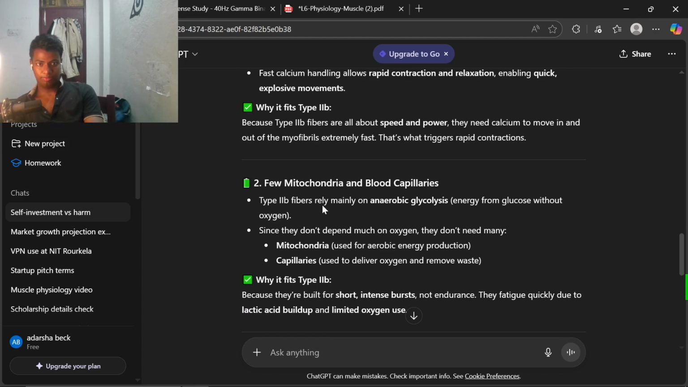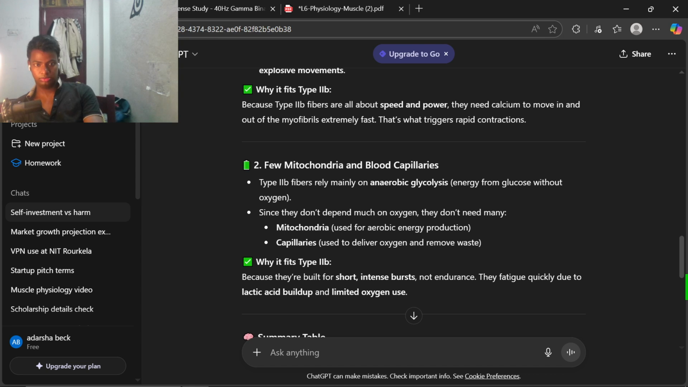Got it. Few mitochondria and blood capillaries, because type 2 fibers rely mainly on anaerobic glycolysis only. Energy from glucose without oxygen. Mitochondria are for aerobic metabolism, and so are capillaries. So they are good for short bursts, not endurance.